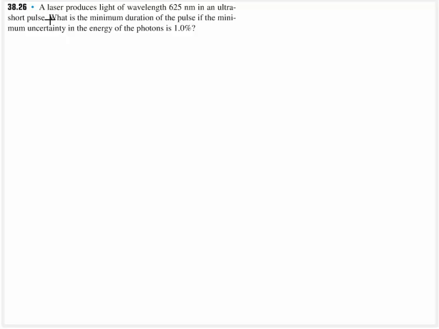Okay, and now a problem with a laser pointer. The laser pointer has some wavelength, and it's actually an ultra-short pulse. And what does Heisenberg's uncertainty principle limit the pulse duration to if we have uncertainty in the energy to be 1%? So the first thing we need to do is figure out how much energy these guys have.